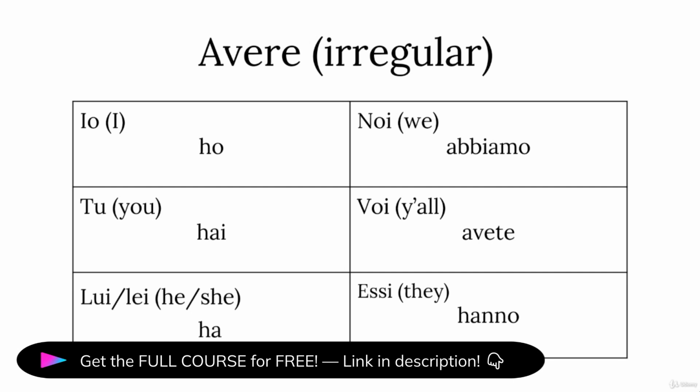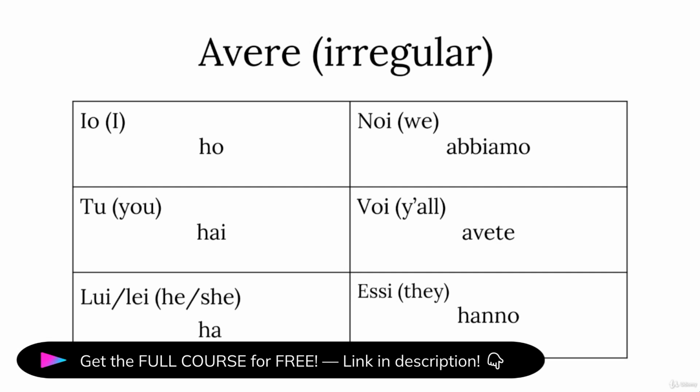Noi abbiamo. So there is no H here, but you don't see the difference while talking. But when you see it written, then you see the difference. That's why you always have to remember to put the H. Abbiamo. Voi avete. There is no H here as well. And here, the H comes back. Essi hanno.